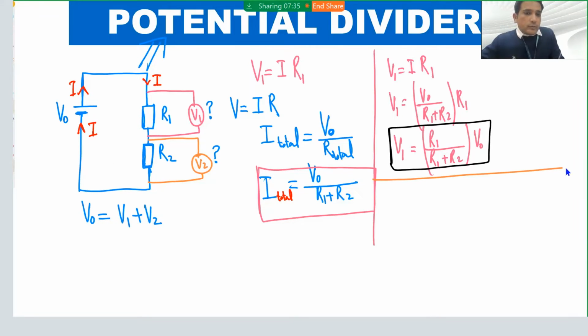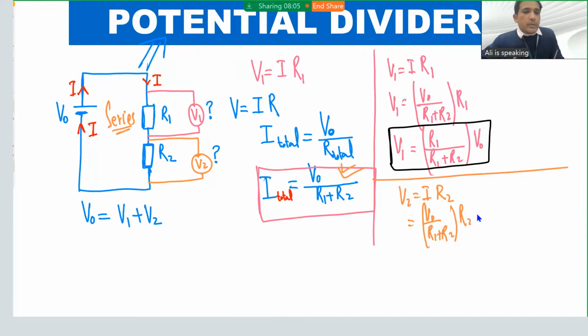In order to find V2, we need the value of I. So we will say this is I times the resistance of the second resistor. I we have already, so the current is the same because they are connected in series. So let me write down here, as they are connected in series, the current is the same. So we can replace I with V naught over R1 plus R2, and this is multiplied with R2.